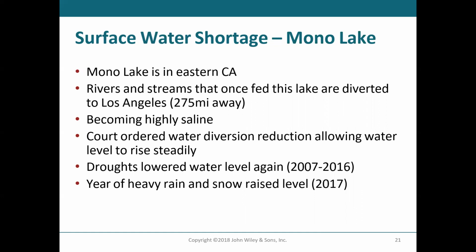And I believe in the 2000s is when they finally realized that they could not keep pumping water at such a high level, to allow the freshwater levels to increase. And then in 2017, with heavy rain and snow events, the levels of water at Mono Lake finally began to increase.